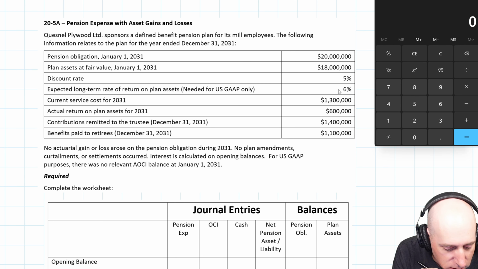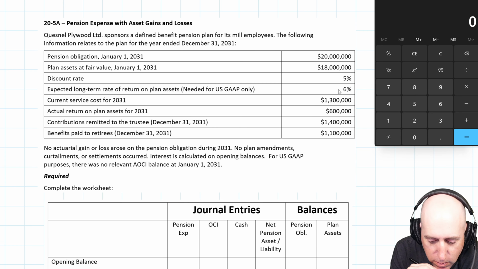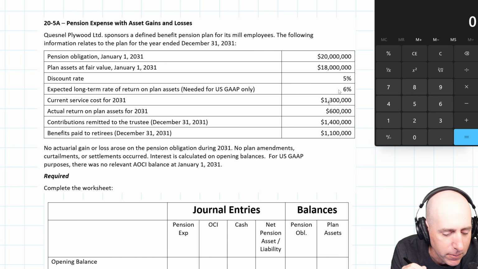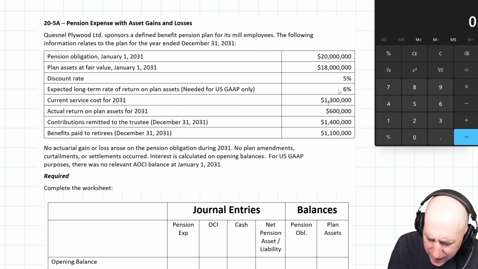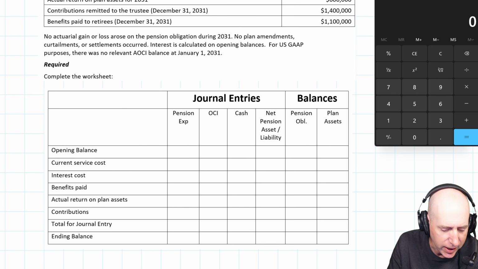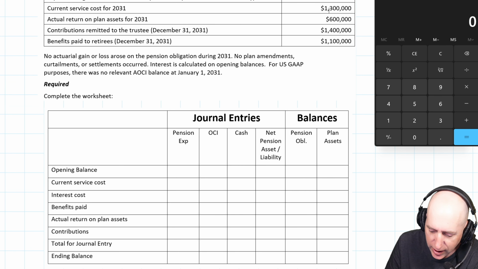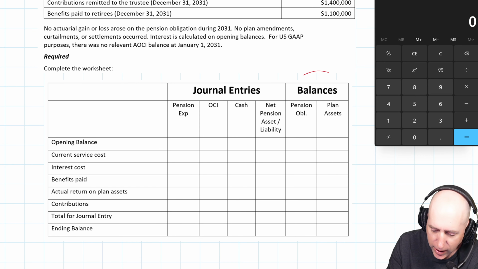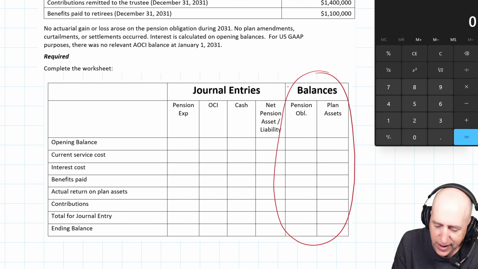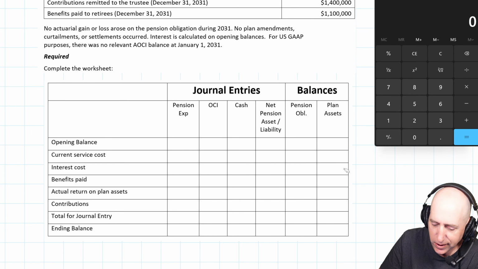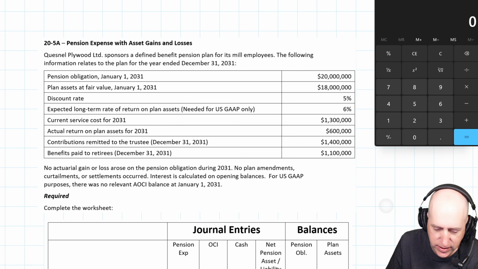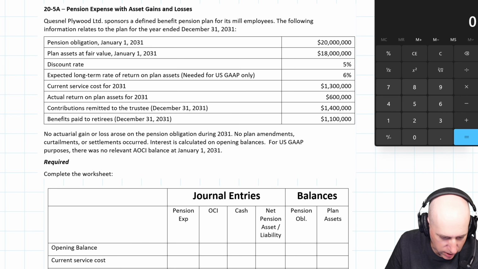Quesnel Plywood sponsors a defined benefit pension plan for its mill employees. The following information relates to the plan for the year. And there's all of our information, and of course, we're going to be slotting it in here. If you follow along, do it my way: I always do the obligation and assets first and do the journal entry side of this table last. So let's start with our opening balance.